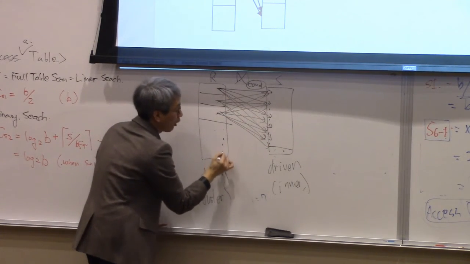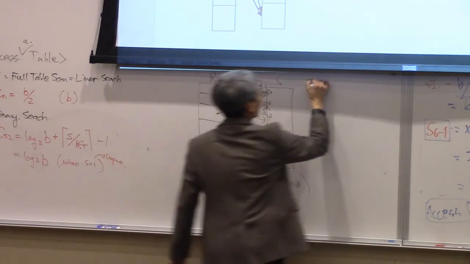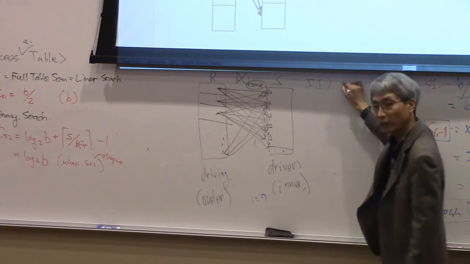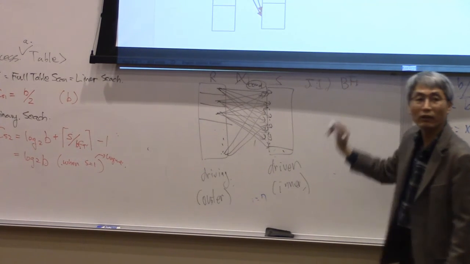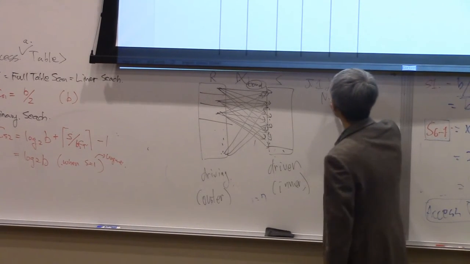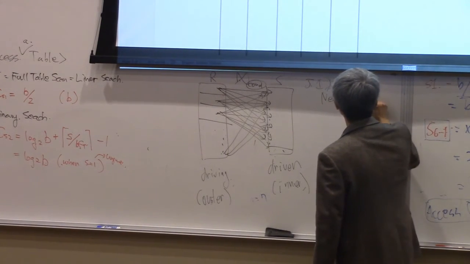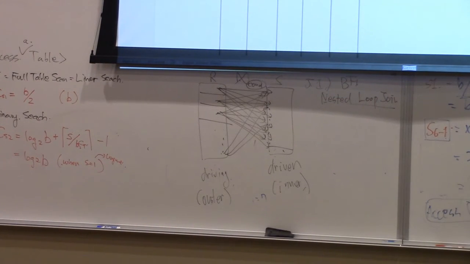So this approach is called the first join, the brute force way. It's called the nested loop join. Brute force way and nested loop join. This nested loop join is very popular in programming also: a for loop inside a for loop.